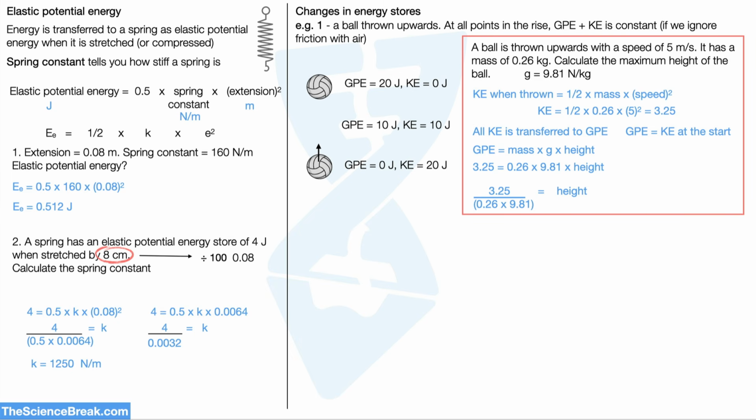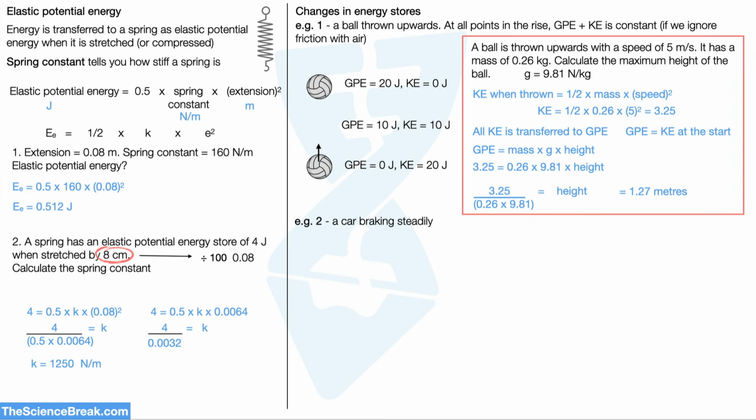We can rearrange 3.25 divided by 0.26 times 9.81 in brackets. That will give us the height, which is 1.27 meters. So that's the kind of thing you might be asked on a higher paper or for a higher mark question, because two equations are required.